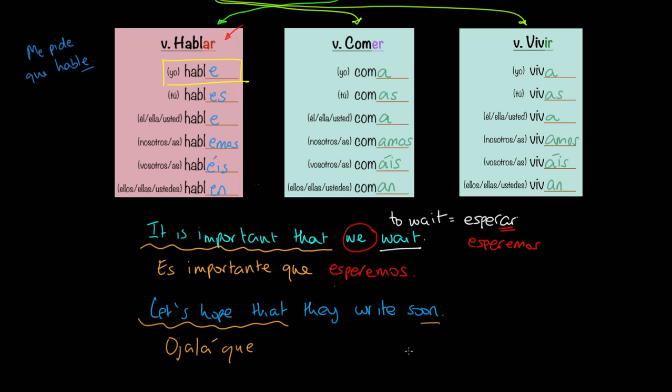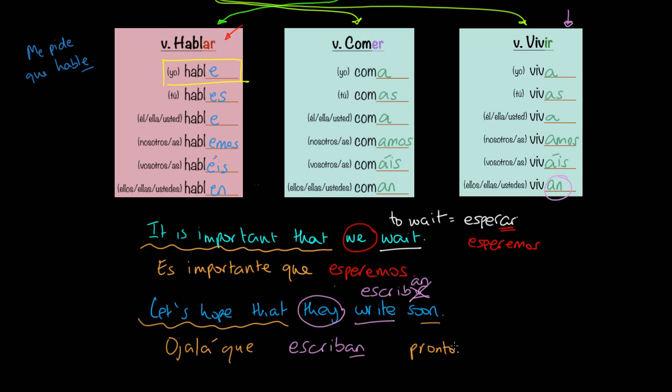if you remember, soon is the word pronto, and now I need "that they write." To write is escribir, so it's an IR ending. I'm going to have to look at these endings, and what I need is "they write," so I'm going to need this ending. It's going to be escrib, get rid of IR, and in its place add AN. So ojalá que escriban pronto, and that's it.